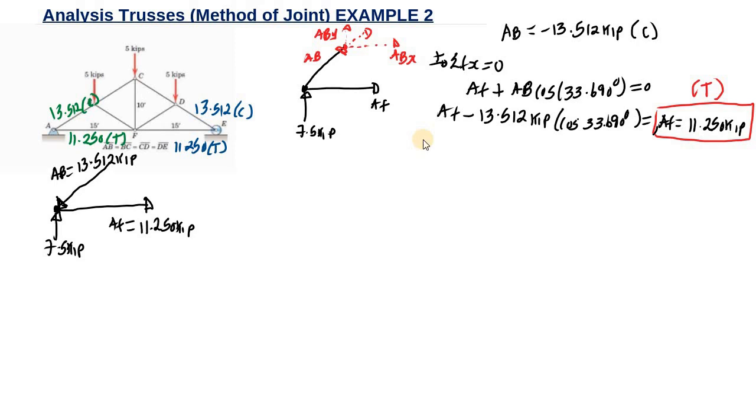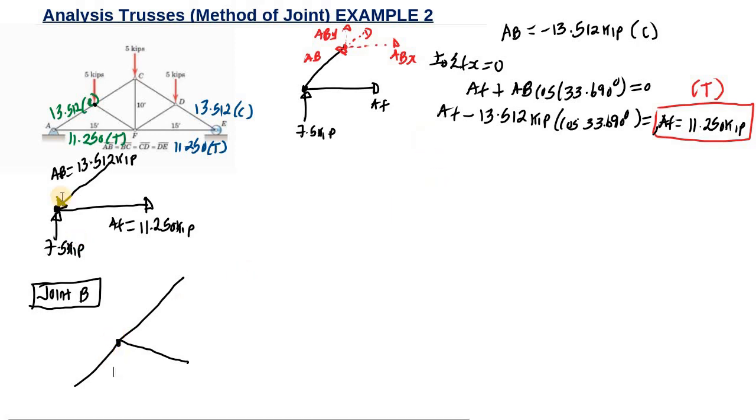So now we are going to move to joint B. So we're going to move to this joint. So let's say this is joint B. This is the next joint we are going to analyze. So this is joint B, and we are having this member, we are also having this member, then we are also having this member. So this member is AB.